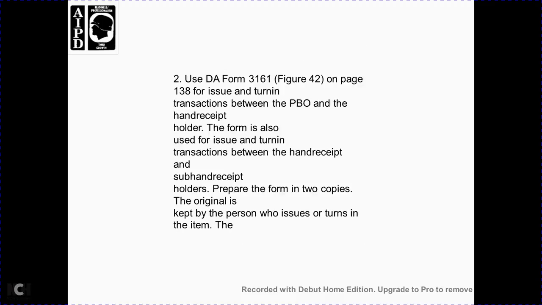Using DA Form 3161, figure 42 on page 138, for issue and turn-in transactions of property book items off the hand receipt. This is the form used for issue and turn-in transactions between the hand receipt holders and sub-hand receipt holders. Prepare two copies of the form, with the original kept by the person who issued the turn-in.